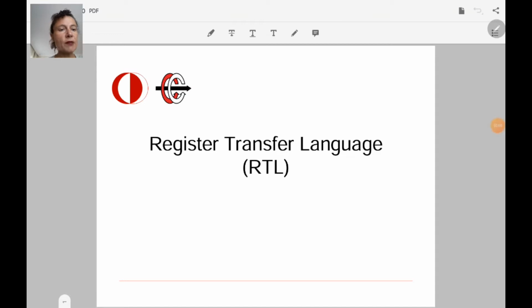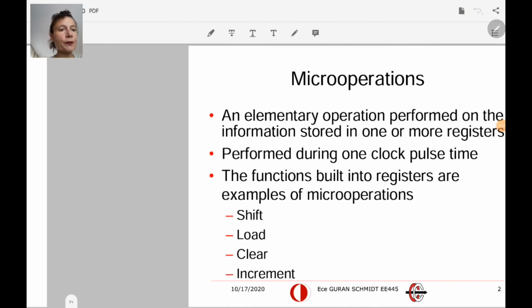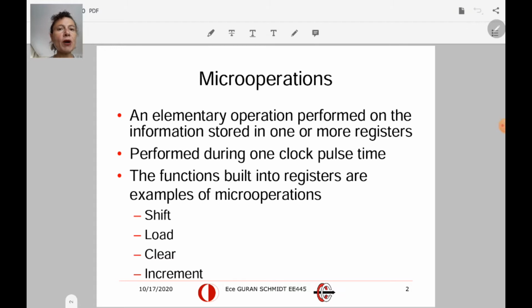Our next lecture is about register transfer language. So now we will talk about a concept called a microoperation. A microoperation is an elementary operation that is performed during one clock pulse. It is performed on the information stored in one or more registers. So you can have many registers manipulated in one clock pulse.